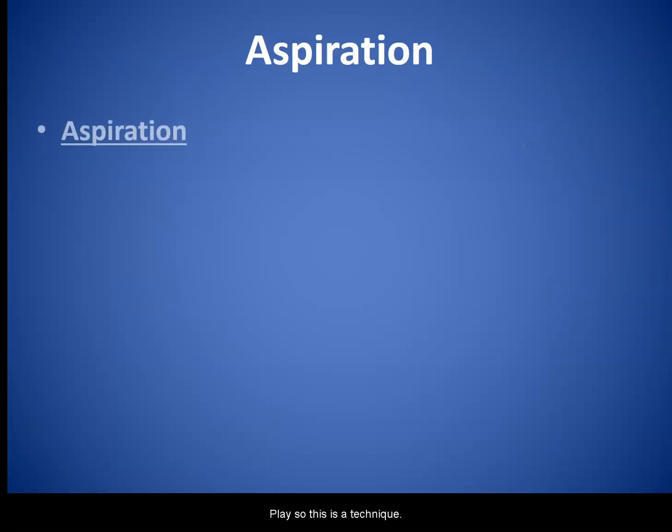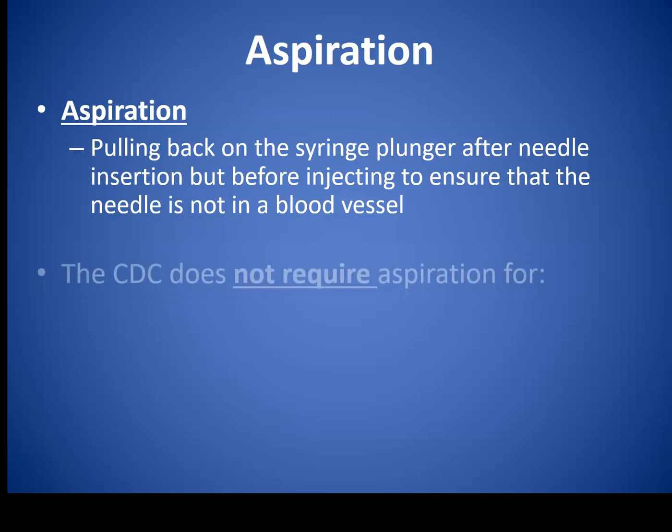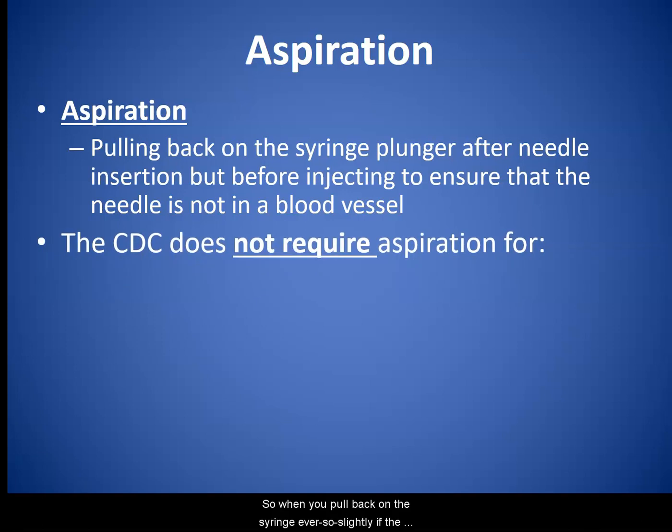Aspiration. Okay, so this is a technique that we use that involves pulling back on the plunger of the syringe after the needle has been inserted, but before injecting, to ensure that the needle is not in a blood vessel. So when you pull back on the syringe ever so slightly, if the needle is in a blood vessel, you will see a flash of blood down at the hub of the syringe. If you see this, you're going to withdraw the medication and dispose of it, and you have to start over with a fresh one in a new site.